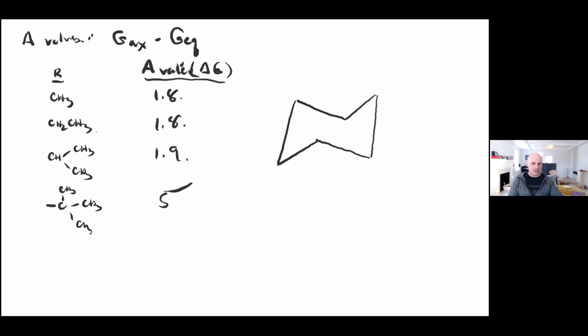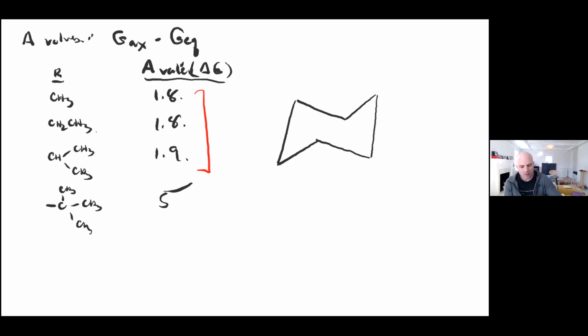And so I just want to end by pointing out something curious here, right? So wait a minute. Methyl, ethyl, isopropyl are almost about the same. Huh. That may not be what you would have expected from intuition. Ethyl is bigger and certainly isopropyl is bigger. And then there's a big jump when you go to tert-butyl. You go from about 2 to 5. So what the heck is going on, right?